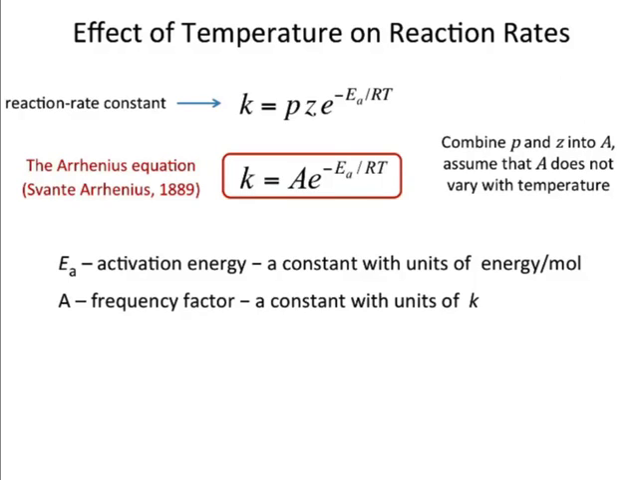This is called the Arrhenius equation, named after the chemist who first postulated these ideas. Ea is the activation energy, and this is a constant for a particular reaction. Different reactions have different activation energies, and the units here are, say, kilojoules per mole. Then A is called the frequency factor, or I've heard it called the pre-exponential factor. It's a constant, and the units there need to match the units of the rate constant, k.